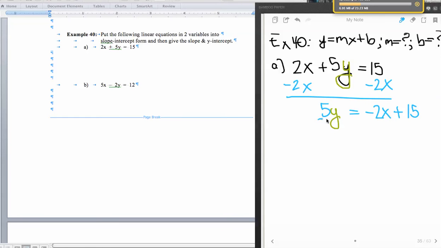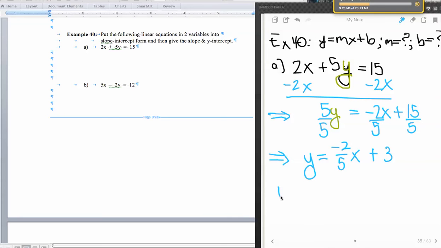Now it's really important that we take this numeric coefficient here, multiply by its reciprocal, which looks like division because it is, but instead of having it all the way across, we do each and every term, which is what I was trying to set up for you guys when I was showing you in those last formulas. So now what we have is y is equal to negative 2/5 x, and then plus 15 divided by 5. We want to simplify that to be 3. And now we can read the slope and the y-intercept.